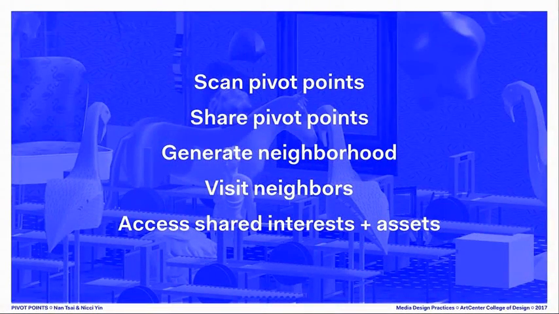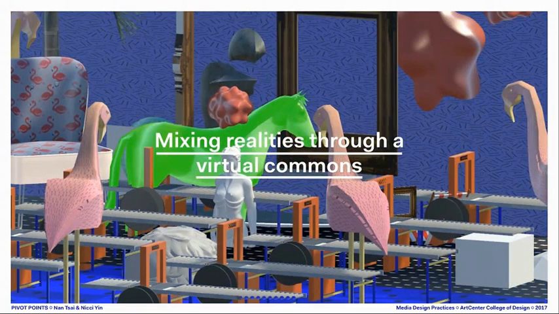So just to recap, creators scan pivot points in by photogrammetry, and when co-users share these pivot points, they start to connect virtual spaces together via these objects. And once the connection happens, we generate what we're calling the neighborhood. And two future interactions we imagine for the neighborhood are first being able to visit your neighbor, and second, also accessing these shared interests and assets.